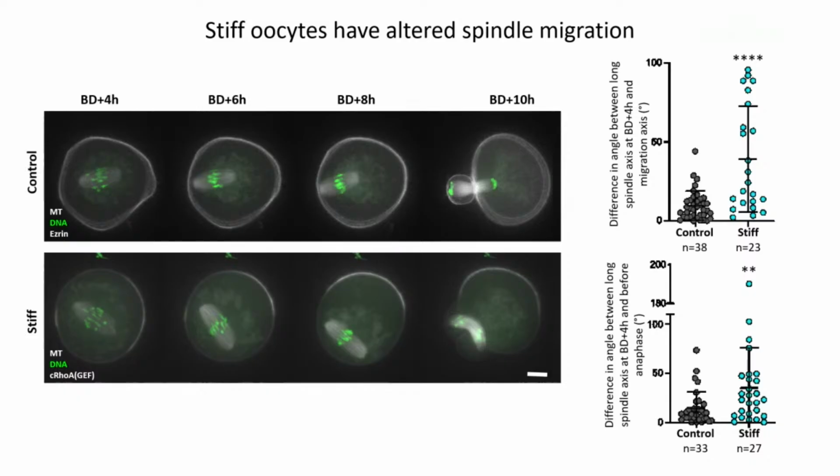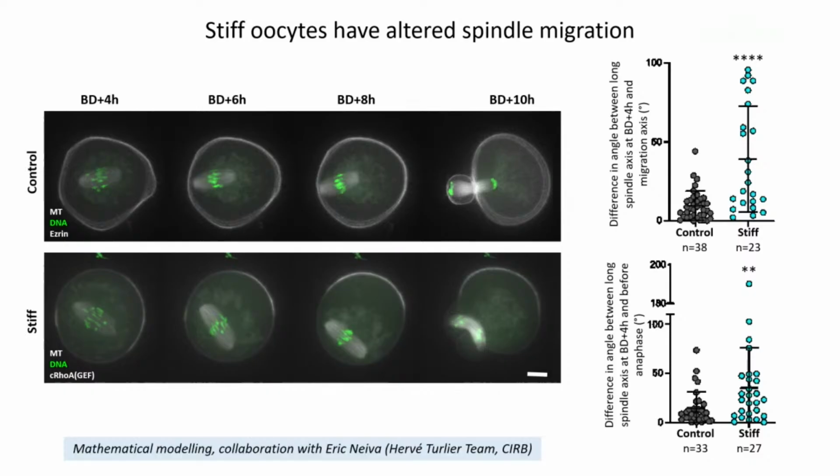Whereas in stiff oocytes, sometimes the spindle migrates perpendicular to the axis of migration, which is shown here. We also computed another metric, which is the difference between the axis of the spindle at the beginning and at the end of migration. So in controls, again, this angle is very low because the spindle migrates in a very directional manner. Whereas in stiff oocytes, you see here that it's much more dispersed. And so some spindles are actually rotating a bit when they are migrating.